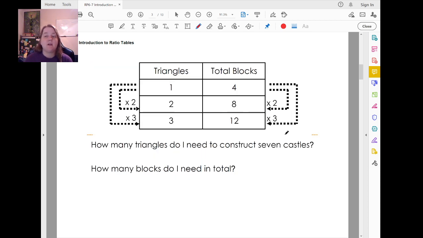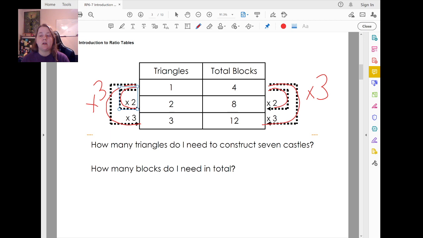In order to figure out how many blocks I need to make 3 castles, I'm going to go back to the beginning. I'm going to go back to that original number, because this number was how many was needed for 1 castle. So I did the times 2 before, and then I would multiply by 3 to figure out how many blocks I would need for 3 castles.